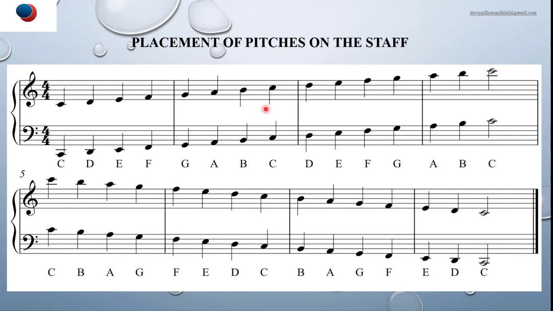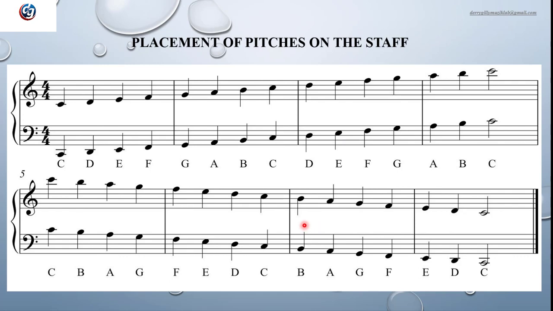So let's look at the treble clef. This is C, this is D, E, F, G, A, B, C, D, E, F, G, A, B, and then C. So this is ascending order, both from the treble clef and then the bass clef, and this is the descending order: C, B, A, G, F, E, D, C, B, A, G, F, E, D, C. So you could see from the ledger lines coming down to the middle C.